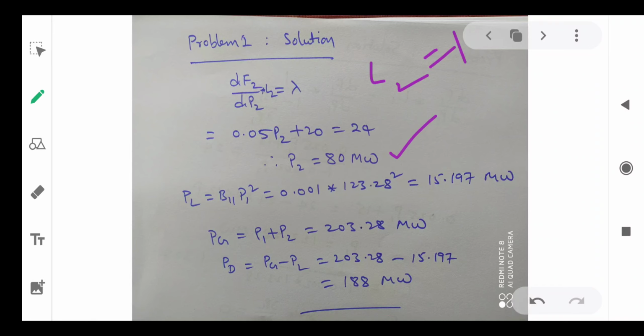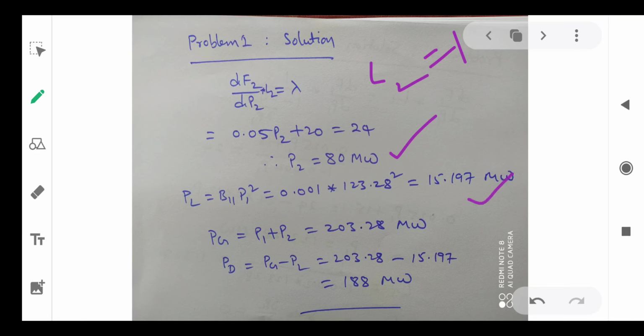Now let us find out the transmission loss PL that is equal to B11 into P1 square. P1 is already obtained. Let us substitute that value: 0.001 into 123.28 square, that is equal to 15.197 megawatts. This is the loss. Now PG equal to P1 plus P2. So that is equal to 203.28 megawatts.